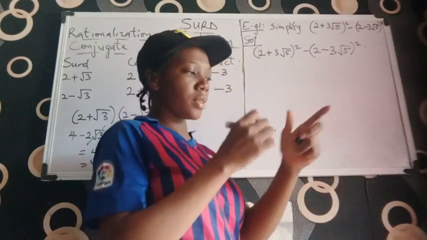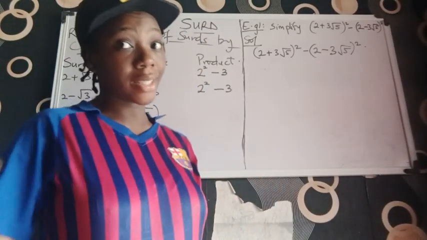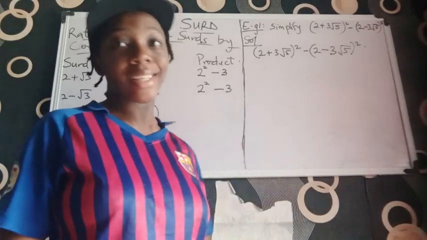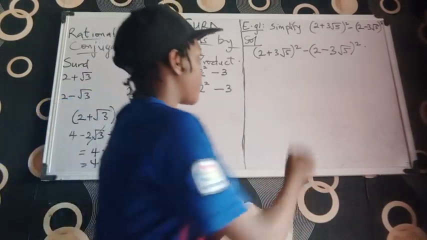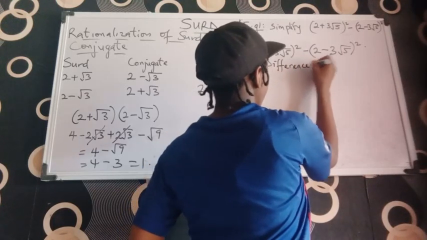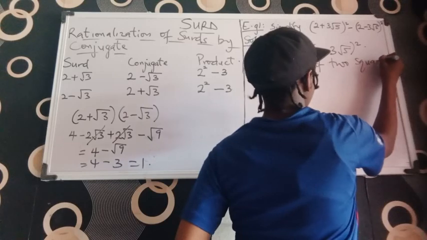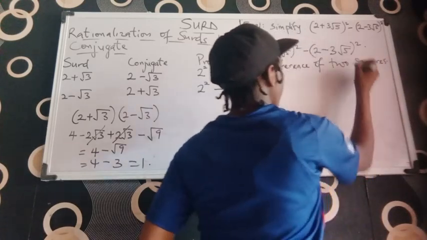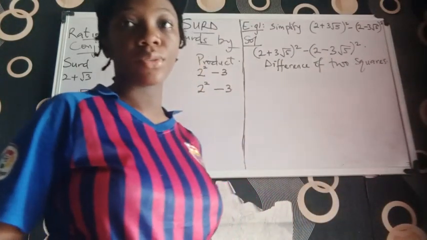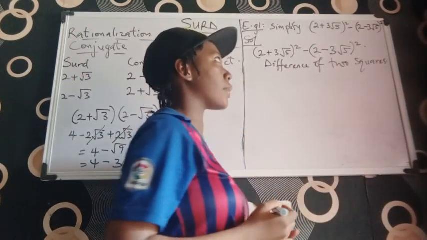If you watch this very well, if you have been so conversant with mathematics, you know that this is the difference of two squares. Difference of two squares. So what do we do in this case now?